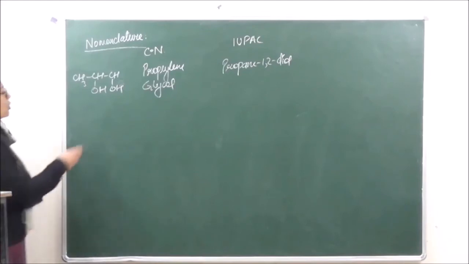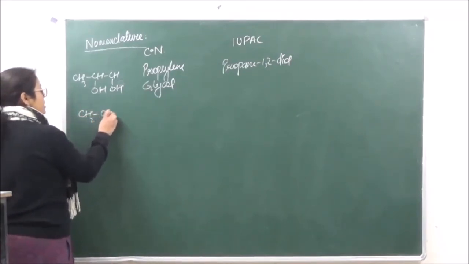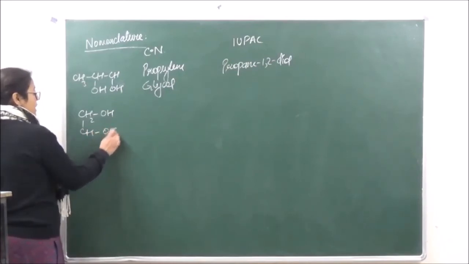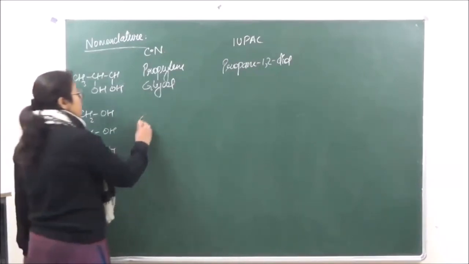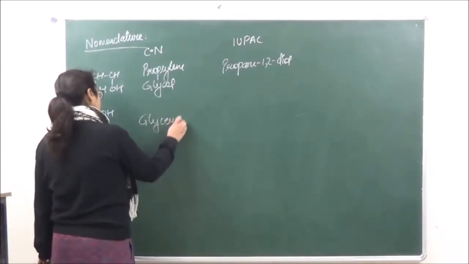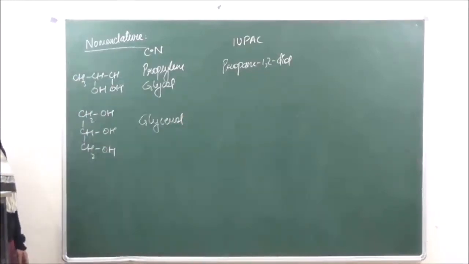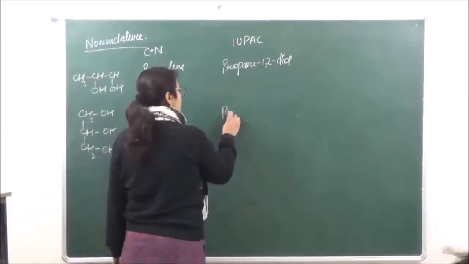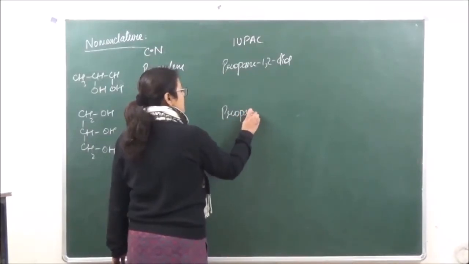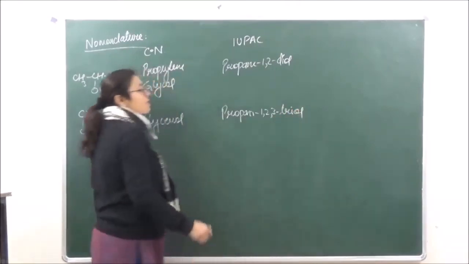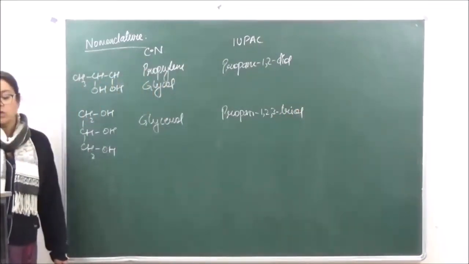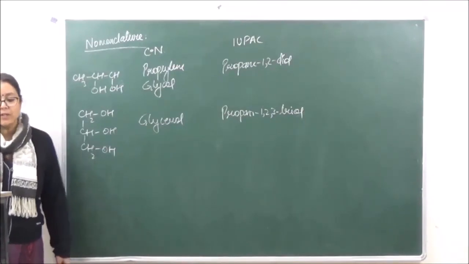And if we have over here glycerol, glycerol is CH2OH, CHOH and CH2OH. The common name of this is glycerol. Okay, and what is going to be the IUPAC name? Propane 1,2,3-triol. So in a similar manner, we can also do the nomenclature of phenols.